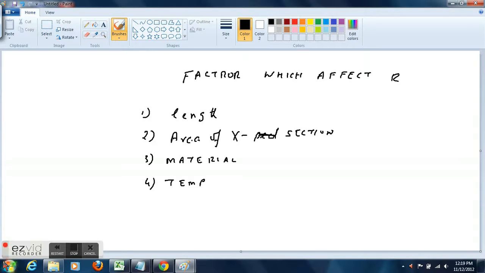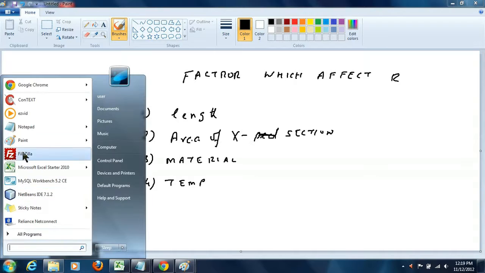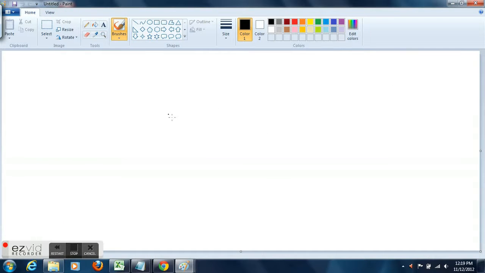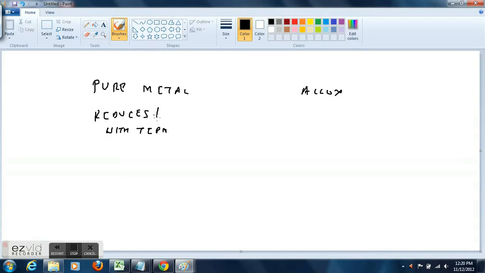And this temperature is a little bit interesting. There are two very specific classes. One is pure metals, another is alloys. For pure metals, the resistance reduces with reduction in temperature. That means if the temperature is reduced, the resistance also reduces.